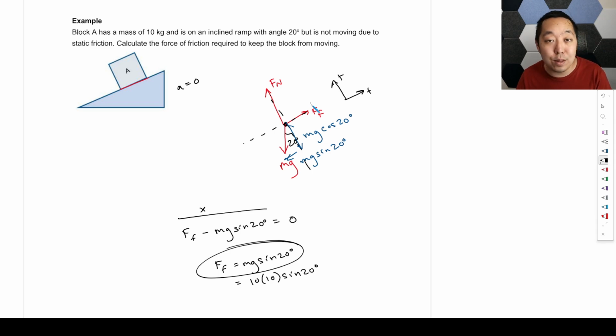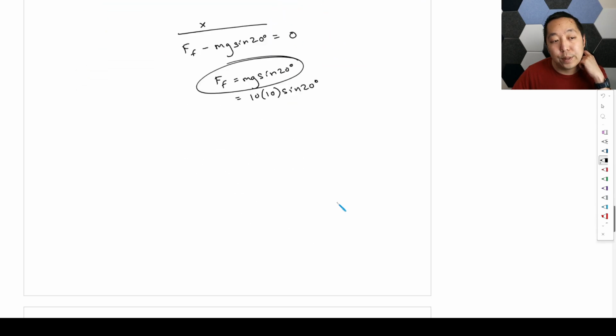Whether that's equal to the maximum or less than the maximum depends on what the coefficient of static friction is, but it's not necessarily mu s times Fn, right? So you never want to look at this problem and say, oh, it's mu s times the normal force. No, that would be only if it were the maximum static frictional force, right?